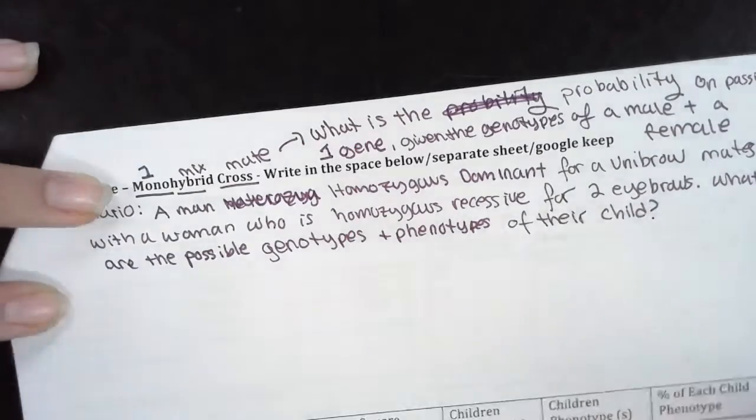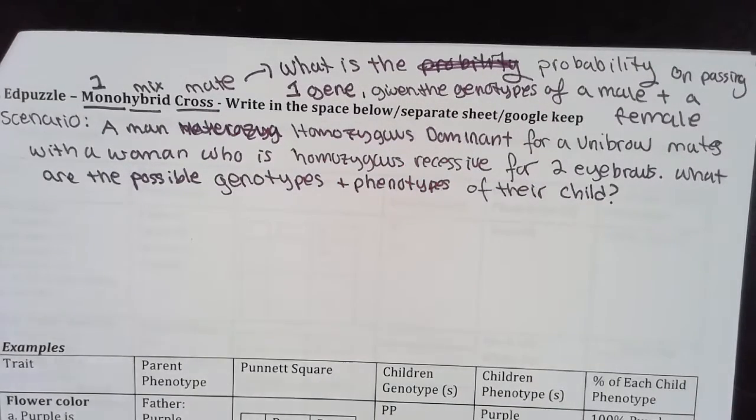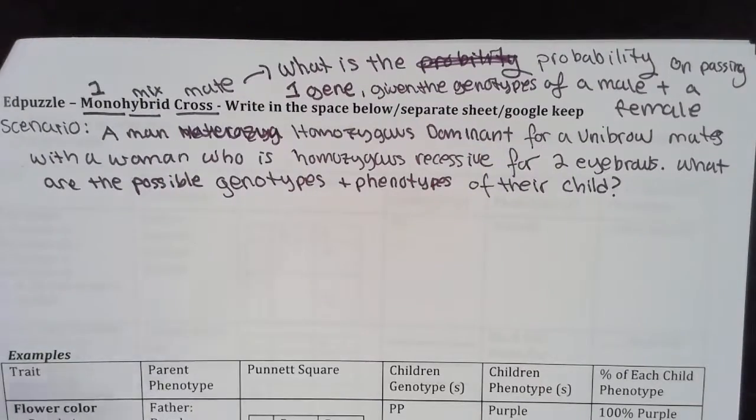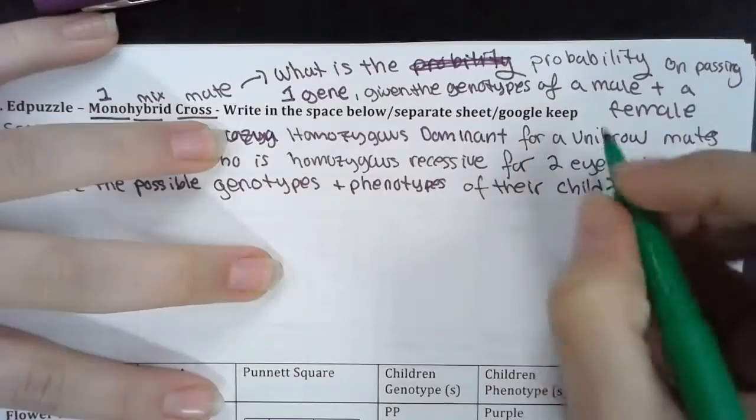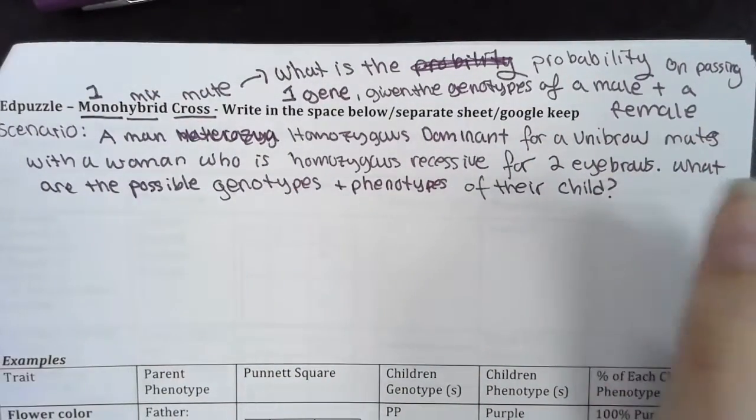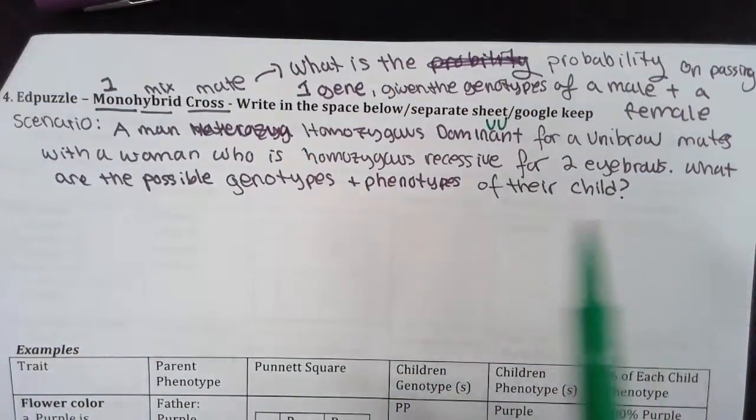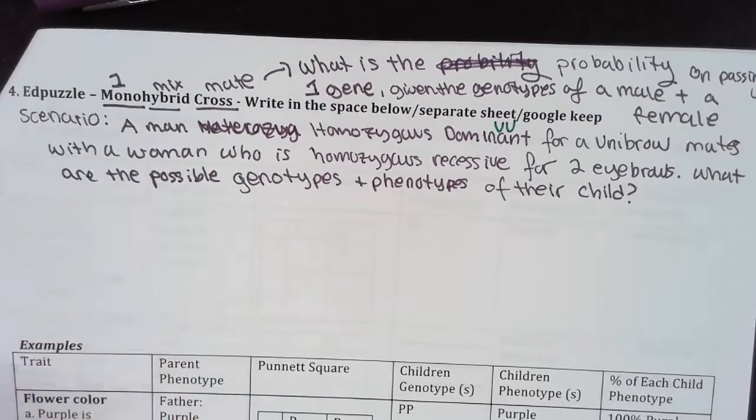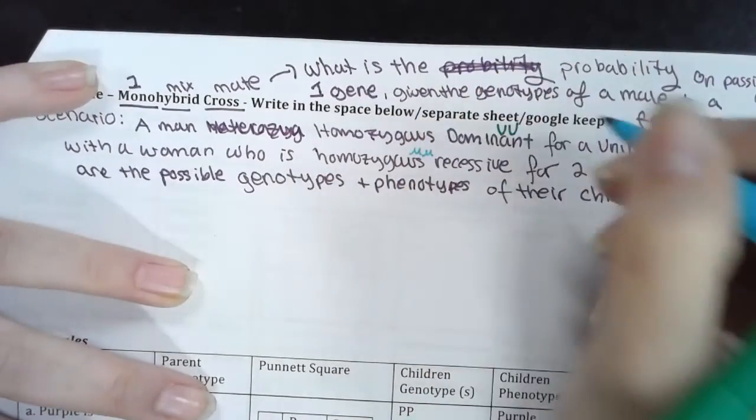Okay. So, in order to figure out probability, I have to complete a Punnett square. Before I do the Punnett square, I need to figure out the genotypes of each of these people. Okay, so we have a man who is homozygous dominant. Homo means same. Dominant means I'm going to have 2 uppercase letters. I'm going to choose U. It could have been any letter, but U for unibrow. Okay, so with a woman who is homozygous recessive. Homo means same, recessive means little letter, so I'm going to have 2 little u's.